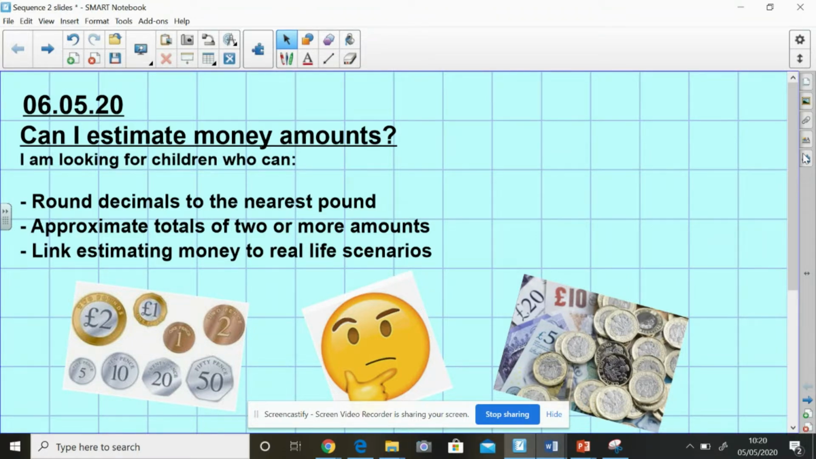So I hope you've all found money okay, and it's quite similar to decimals and you use lots of your decimal knowledge to help you with money. So we're going to go through this today and hopefully you'll all find it okay. To do this, we're going to be rounding decimals to the nearest pound. We're going to approximate totals of two or more amounts, and we're going to be linking estimating money to real life scenarios, which I'm sure you've probably done maybe in the shop. You've been estimating and rounding money to work out if you have enough money to buy what you want.